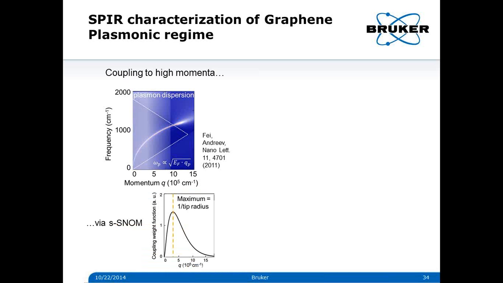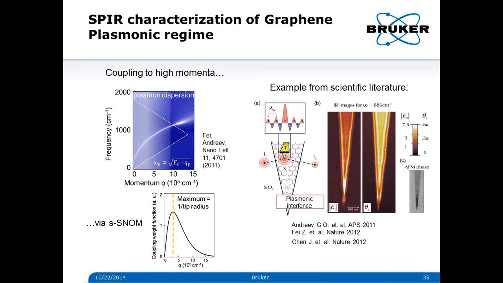But if you go to SNOM, to the SPIR technique, then you have scattering from this small AFM tip, from the end of the tip. And that gives you a broad momentum range that's highlighted here. So you can easily and intrinsically, by using this technique, access the plasmons. You can launch them and detect them.